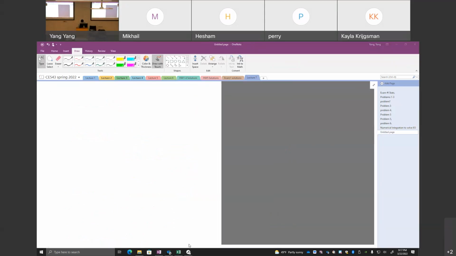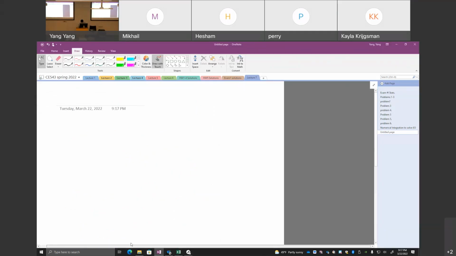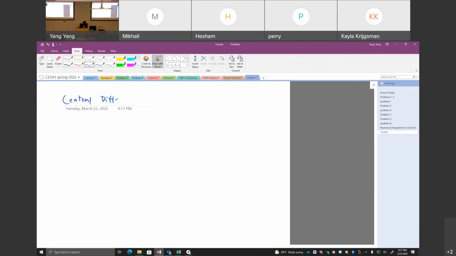So now let's talk about one of the most popular numerical methods, called the central difference method. Actually, a lot of structural software is equipped with the central difference method. When we talk about the numerical method, firstly, let's review the relationship between displacement, velocity, and acceleration.